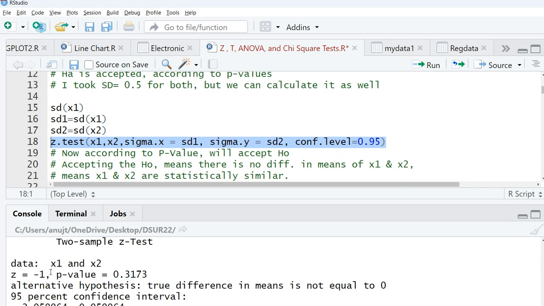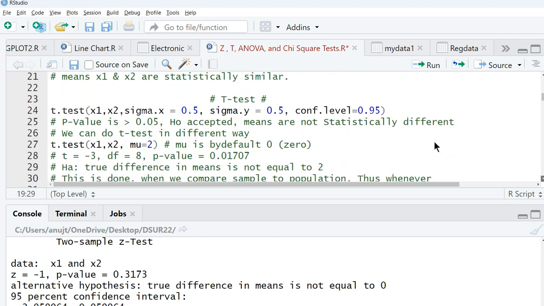So it means that both the samples are from the same population. Now see, mathematically the mean of x1 is 3 and x2 is 4. Mathematically they are different, but statistically they are the same. The data points represent the same population. So in this case we'll accept our null hypothesis. Okay.